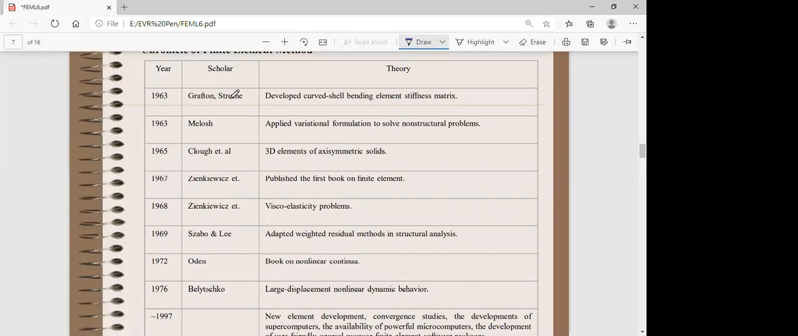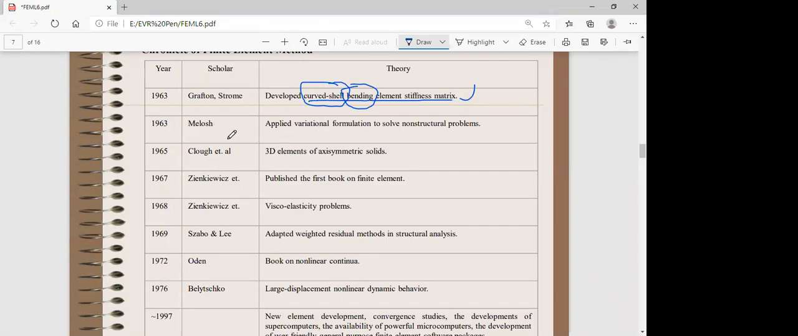Okay, 1963, Grafton and Strom developed the curved shell bending element stiffness matrix. Curved shells are boiler shells, so bending analysis can be done on them. He developed curved shell bending element stiffness matrices on boiler shells.